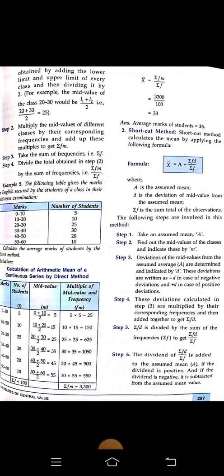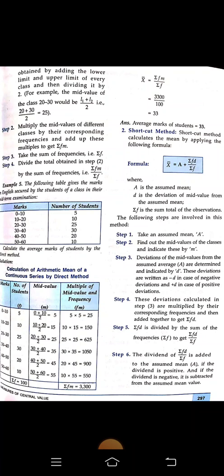The following table gives the marks in English secured by the students of a class in their midterm examination. You can see the marks are first divided into intervals. These are the class intervals: 0 to 10, 10 to 20, 20 to 30, 30 to 40, 40 to 50 and 50 to 60. 5 students got marks in the first interval, then 10 students, then 25 students, 30 students, 20 students, and again 10 students.